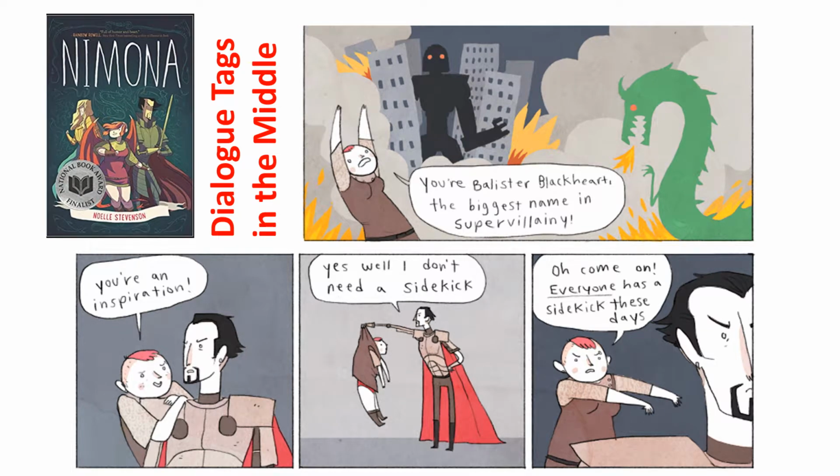This video will teach you how to use dialogue tags in the middle of a speaker's words. We're going to use Nimona by Noelle Stevenson as our text. Nimona is this spunky little superhero wannabe, and she wants to apprentice herself or become an assistant to the evil dude Ballister Blackheart. So here's Nimona sort of applying for a job interview.